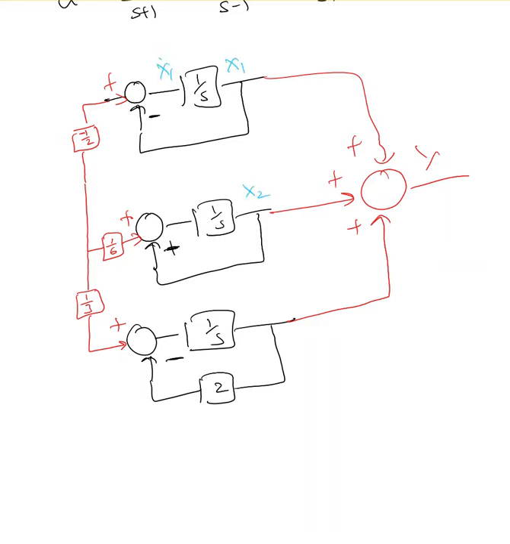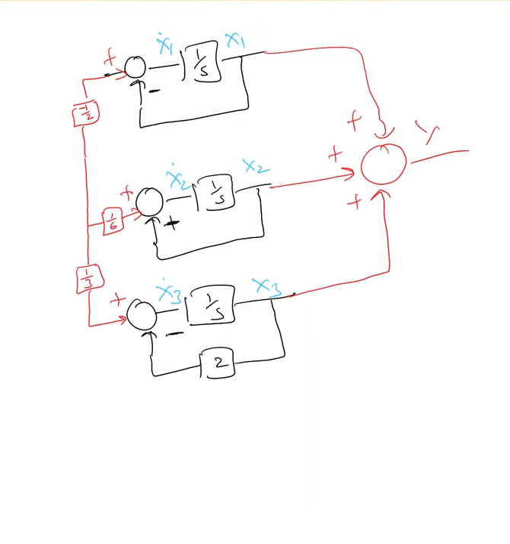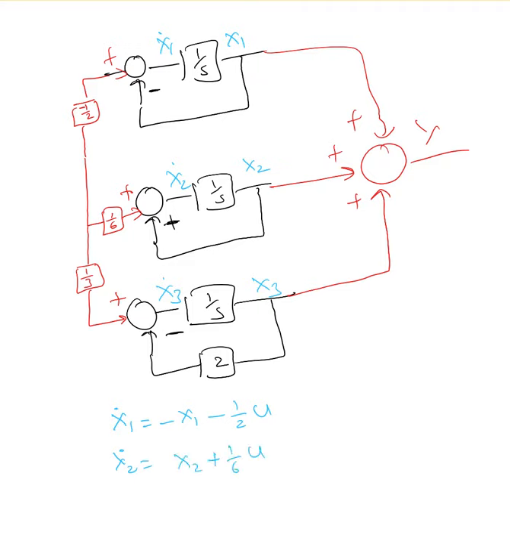Now I have 3 state variables, x1 dot, x2 dot, x3 dot. Now x1 dot is nothing but minus x1 minus half u. x2 dot is nothing but x2 plus 1 over 6u. x3 dot equal to minus 2x3 plus 1 over 3u, and y equal to x1 plus x2 plus x3. That's y.